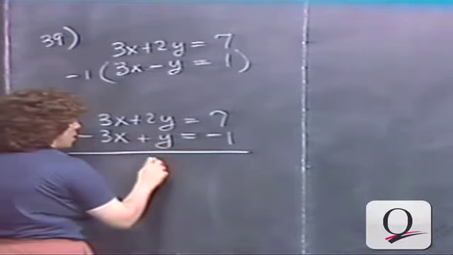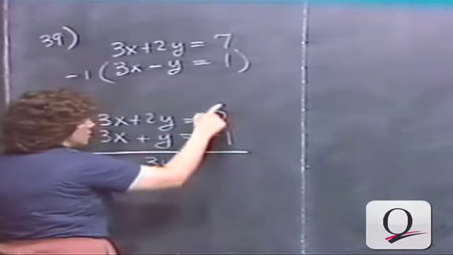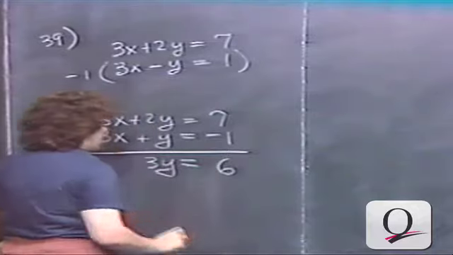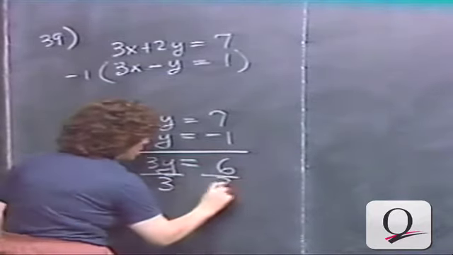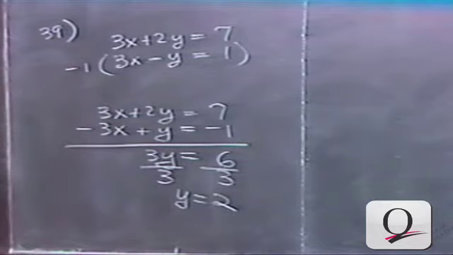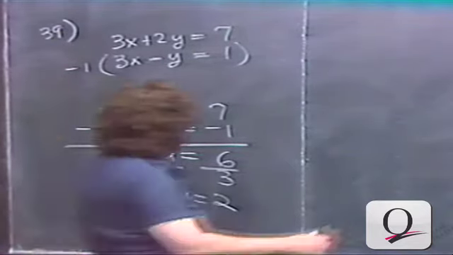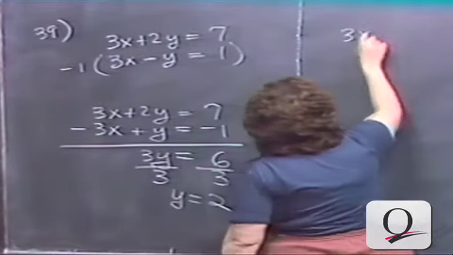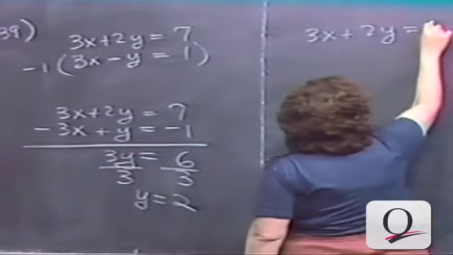2y plus y is equal to 3y. 7 and a minus 1 is equal to 6. Dividing by 3 gives us that y equals 2. Once we know what y is, we can substitute into any of the equations. Let's say we substitute back into the original equation 3x plus 2y equals 7.